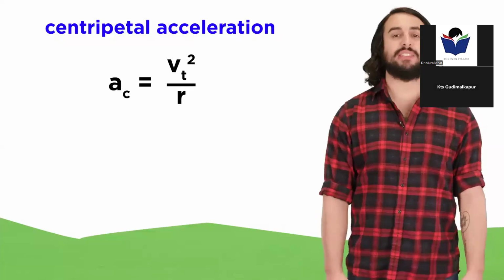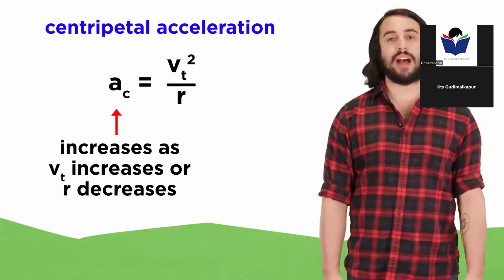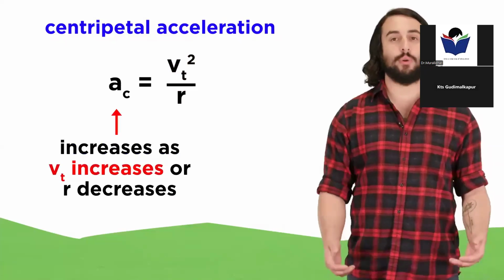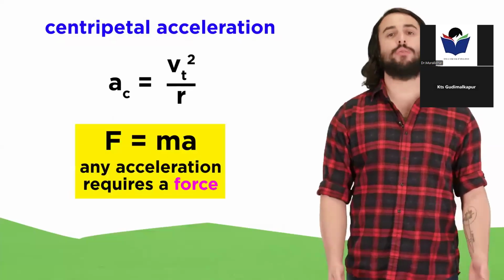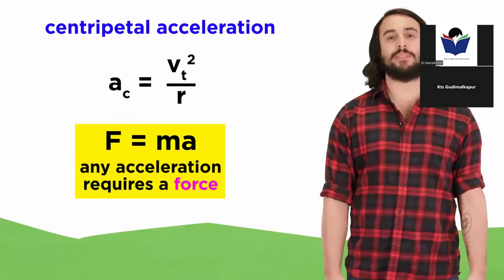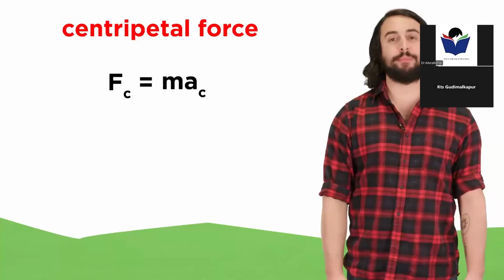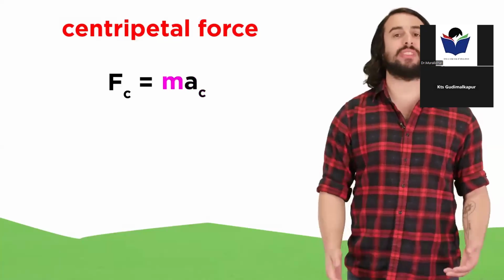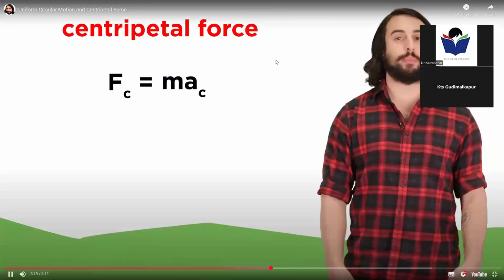Centripetal acceleration is given by tangential speed squared over the radius of the path, so this value would increase if the car were to move faster and if it were to sit closer to the center. We know from Newton's second law that if an acceleration occurs, there must be some force present to produce it, and centripetal acceleration is generated by the centripetal force. Centripetal force is simply centripetal acceleration times the mass of the object, since F equals ma.